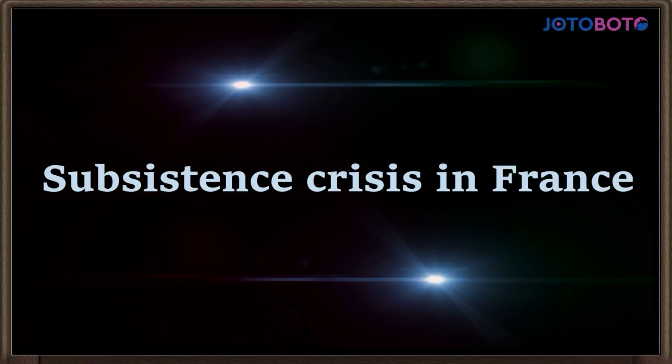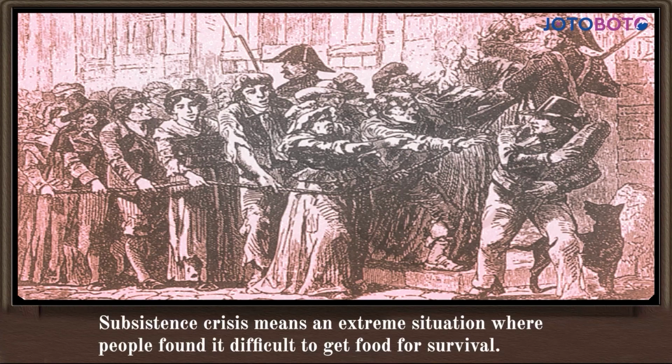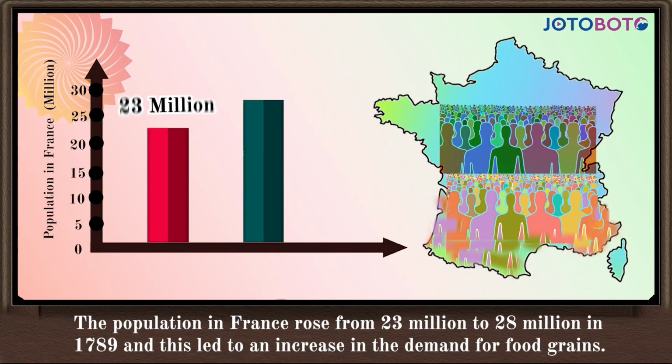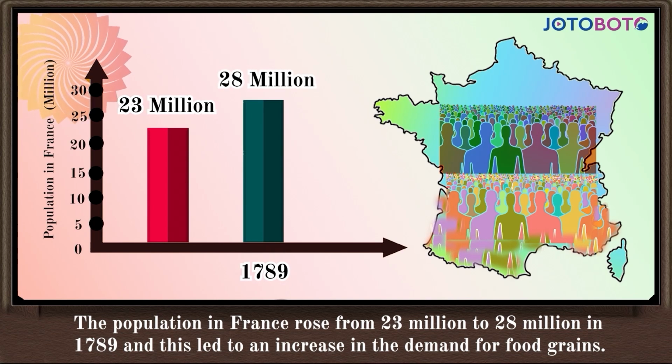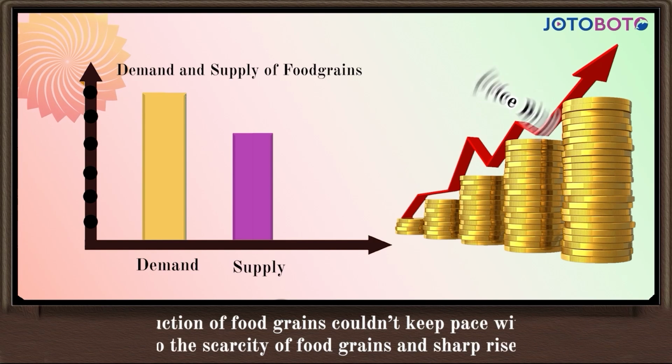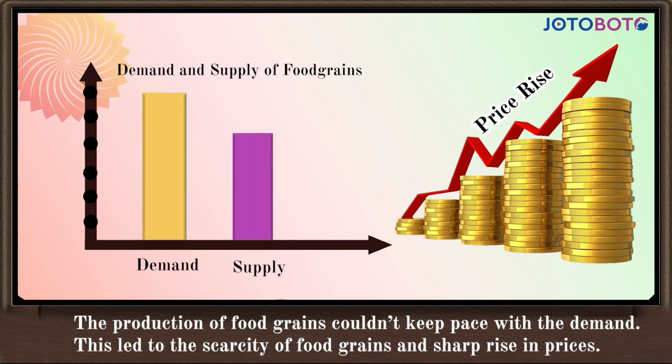Subsistence crisis in France. Subsistence crisis means an extreme situation where people find it difficult to get food for survival. The population in France rose from 23 million to 28 million in 1789, and this led to an increase in the demand for food grains. The production of food grains couldn't keep pace with the demand. This led to scarcity of food grains and a sharp rise in the prices.